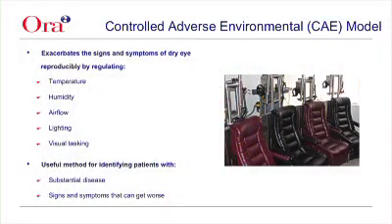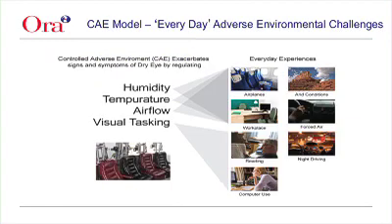So there's been discussion today about the controlled adverse environment. And what this is, it's a room. And again, many of you have already experienced this, but it's basically a room in which we can control relative humidity, temperature, airflow, and visual tasking. And you ask the question, well, what does that mean? Why do we want to do this?